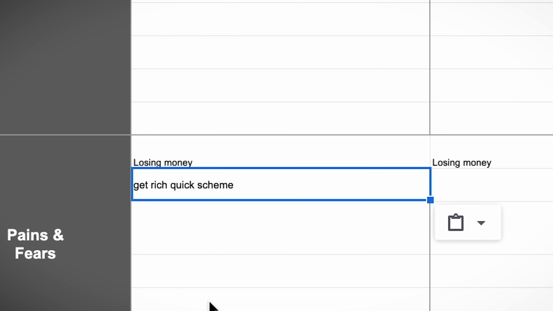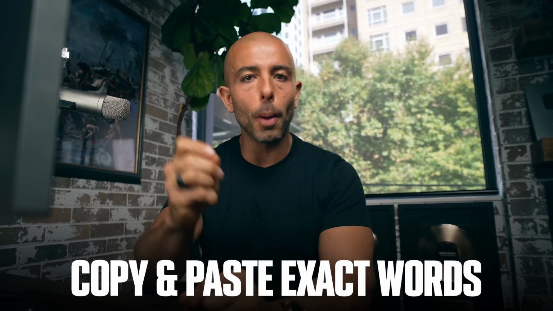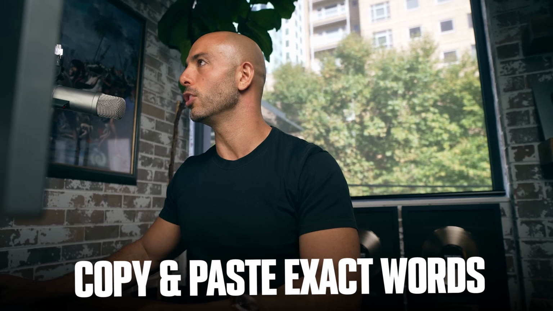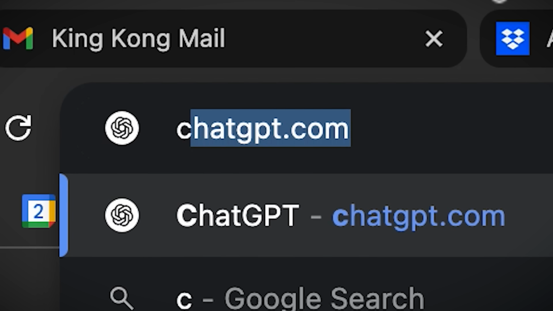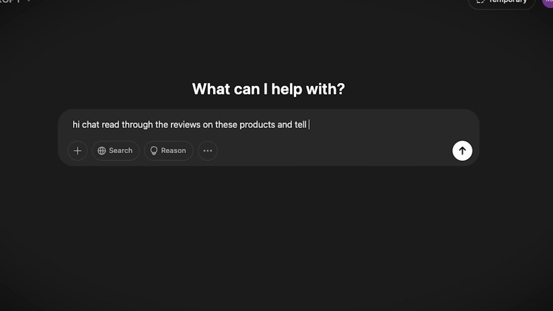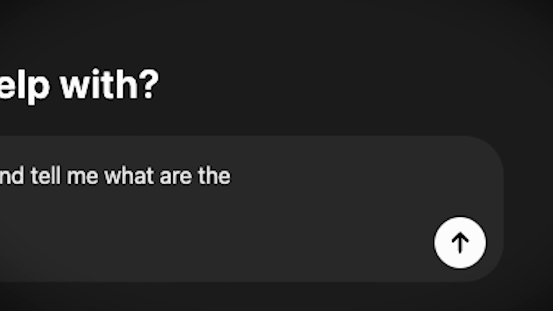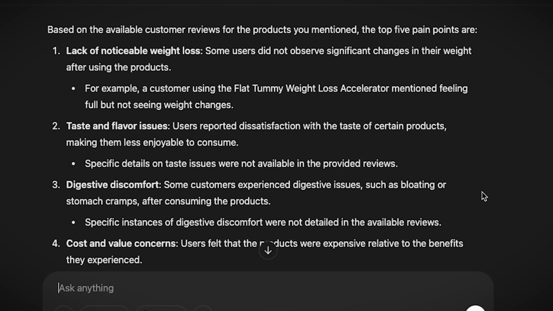You want to take all of this and put it into your research document, and you do not alter it. You just want to copy and paste the exact language that you can see. In addition to this, if you're already out there and you've got a bunch of customers, you want to basically do an export of all of your customer service emails. Then you take those customer service emails, you throw them up into ChatGPT, and you ask it to tell you what are the top 5 common pains and benefits that people get from these products.